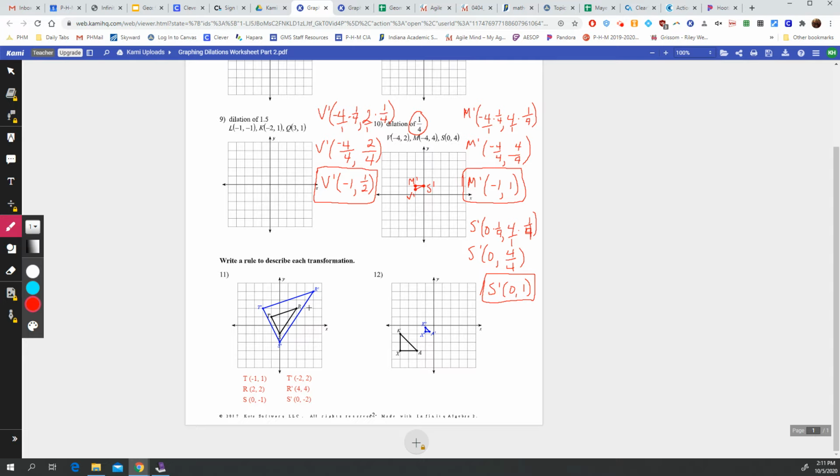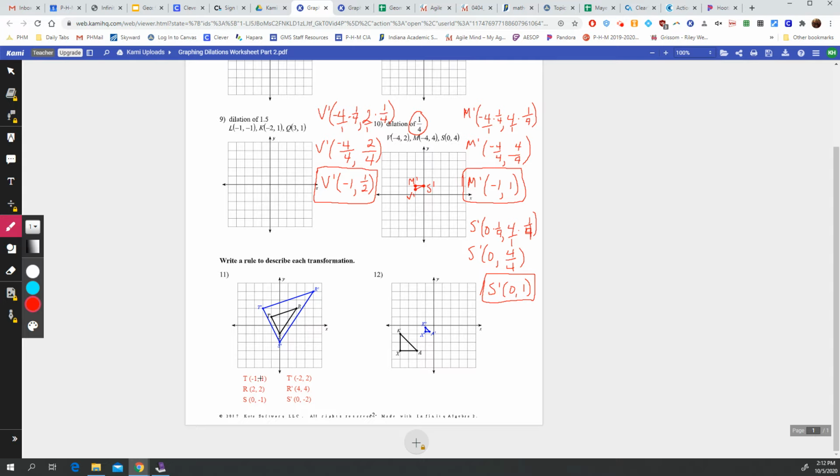By looking at the graph, we can see that the two triangles are the same shape. The blue one is just an enlargement. So we already know it has to be a dilation. It's not a translation, it's not a reflection, it's not a rotation because they change size. So it looks like it's going to be a dilation.